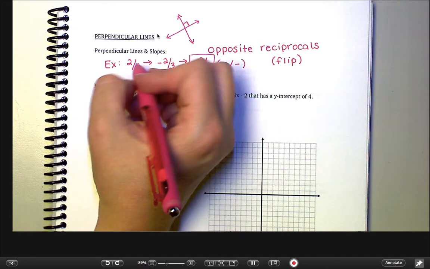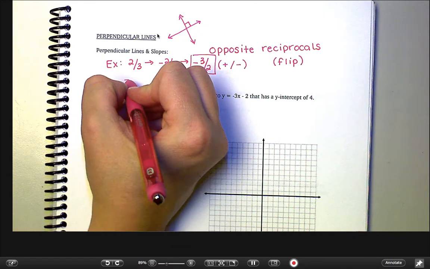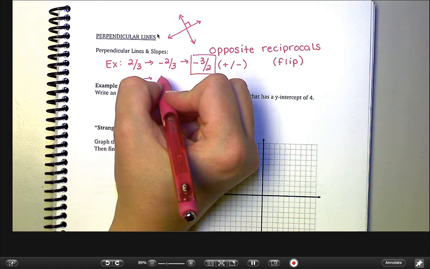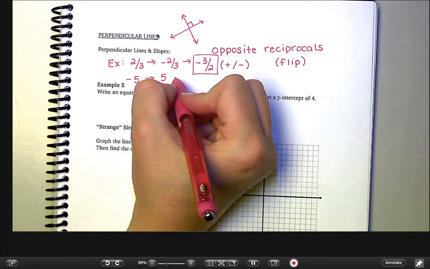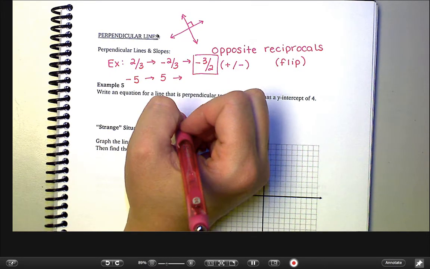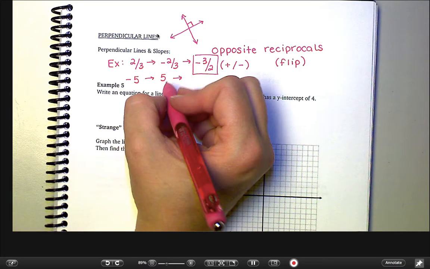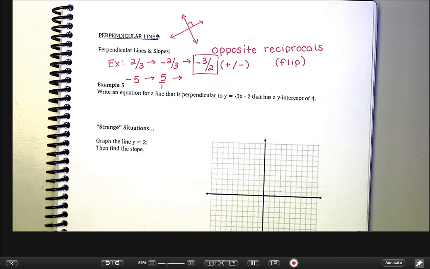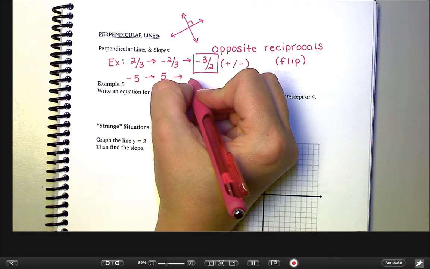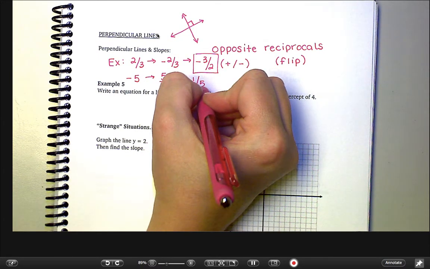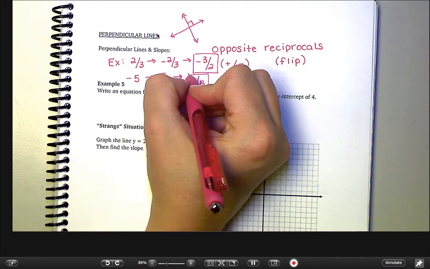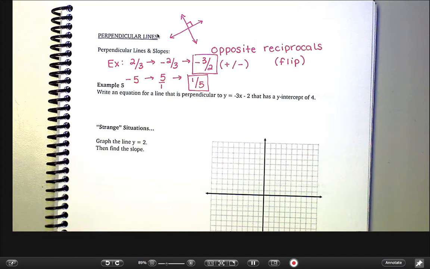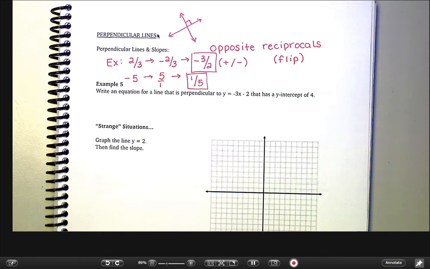Just as another quick example here, if you had a slope of negative 5, okay, the opposite would be positive 5, but then let's think about the reciprocal. Remember when I have this 5 just sitting here, it's really over like a pretend 1. So when I make it a reciprocal, it's just going to be 1/5. Okay, so the opposite reciprocal of negative 5 would be 1/5. All right, let's put that into practice here.